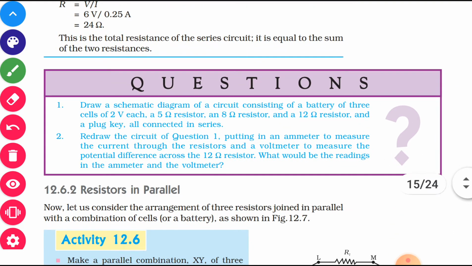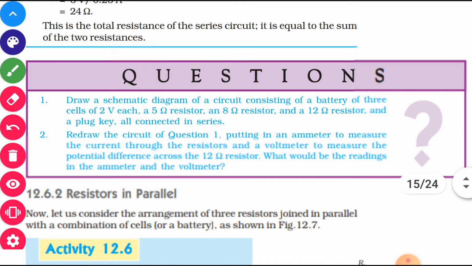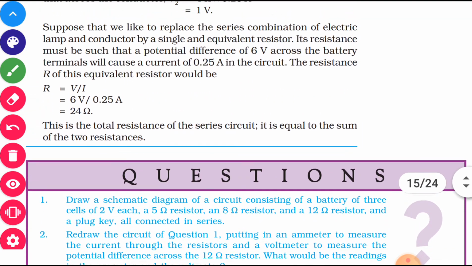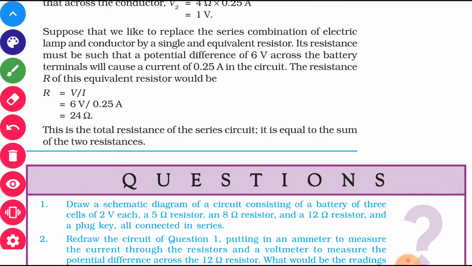Now here also, draw a schematic diagram of a circuit consisting of a battery of 3 cells, 2 volt each, and 5 ohm, 8 ohm and 12 ohm resistances, and a plug key, all connected in series. Very easy to calculate. 3 cells are there.